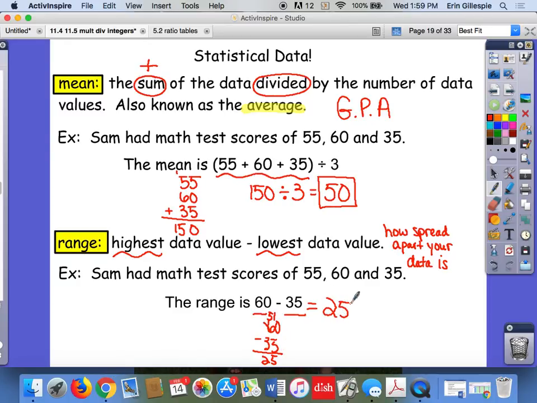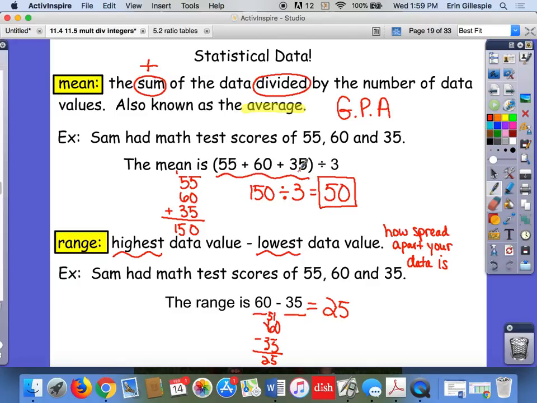Now that's pretty spread apart considering that his scores are 55, 60, and 35. To say that his highest to lowest is 25 points apart is pretty far apart because it looks like he had a bad test here, right? This is an outlier. Looks like normally he's really more in that 55 to 60 range, but something happened there. So that range helps us identify something like that.